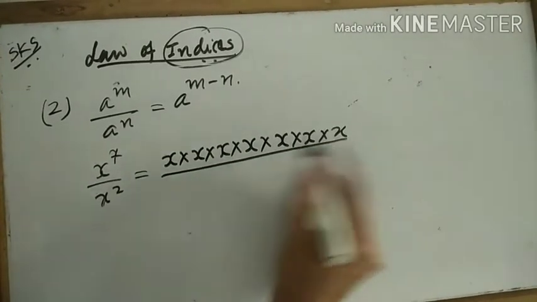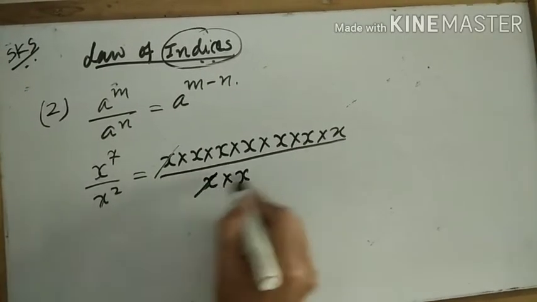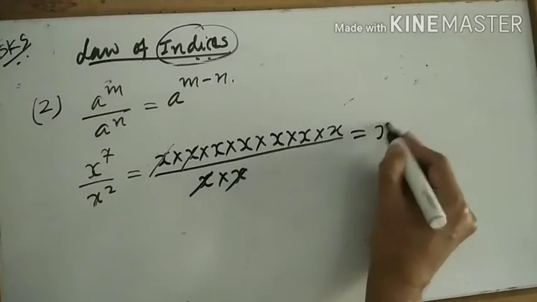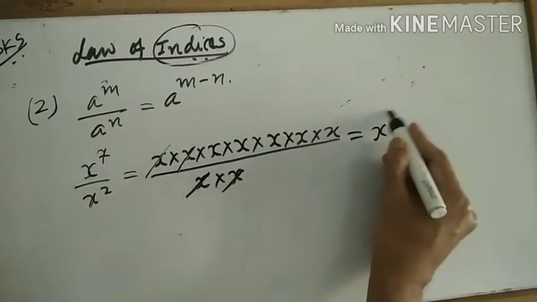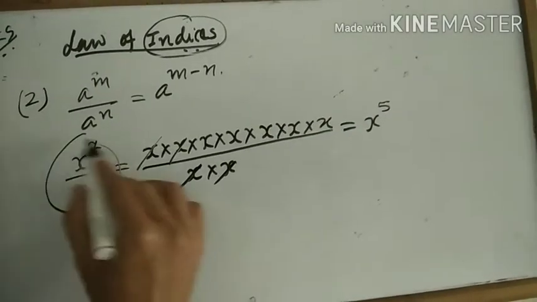And in the denominator I have to write x into x. You know cancellation can happen. So what is left here is 5 times x. That is, x is multiplied by itself 5 times. So x raised to 5. I have explained it to you with expansion.